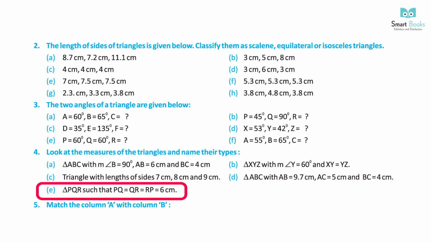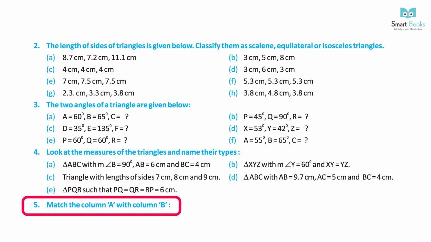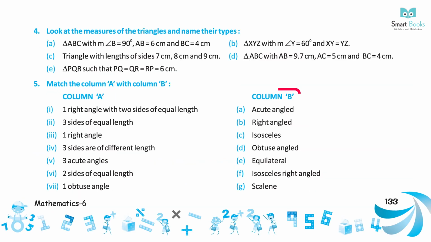E. Triangle PQR such that PQ equals QR equals RP equals 6 cm. Solution. Equilateral triangle. Question 5. Match the column A with column B. Column A, column B. First, one right angle with two sides of equal length to F, isosceles right angled.